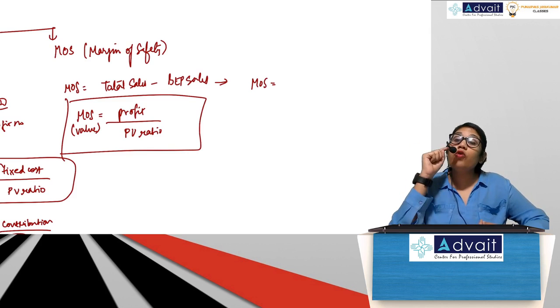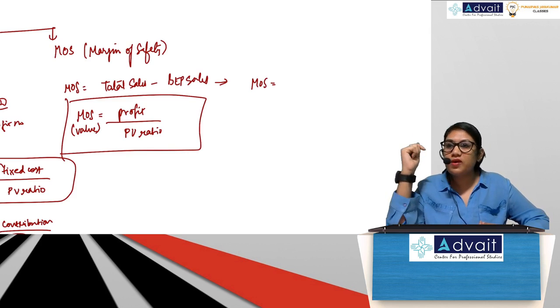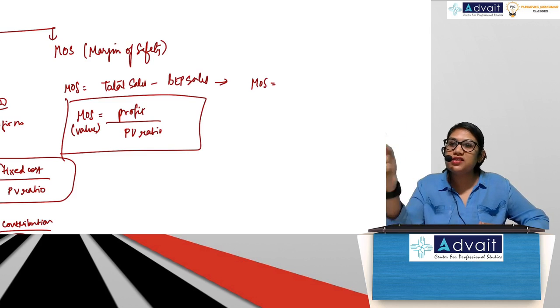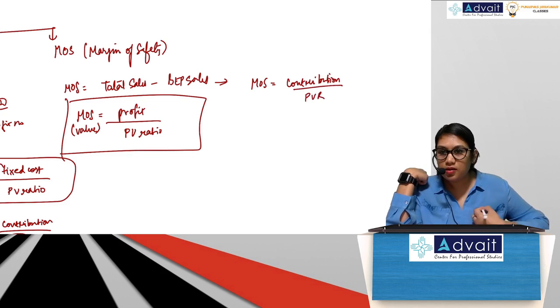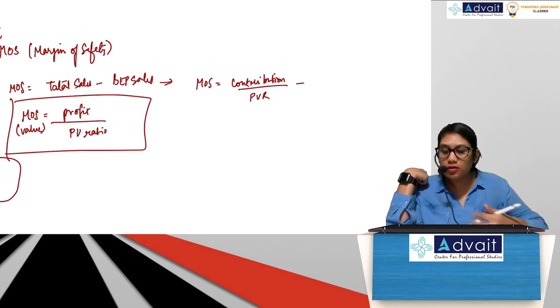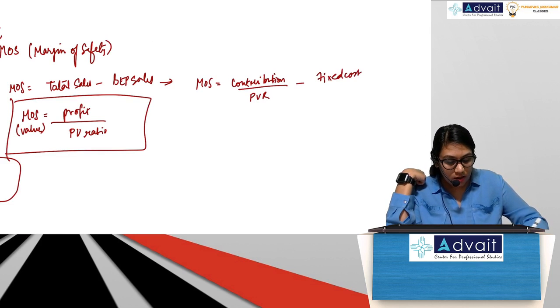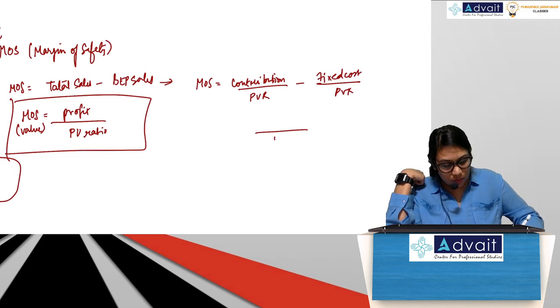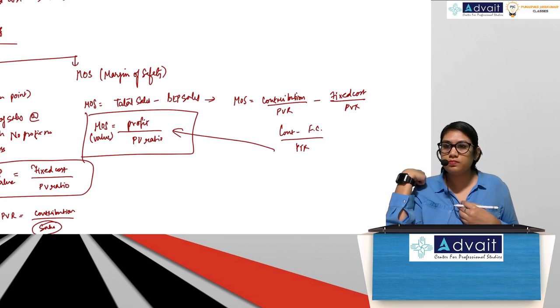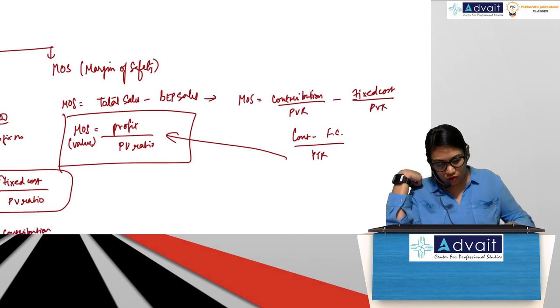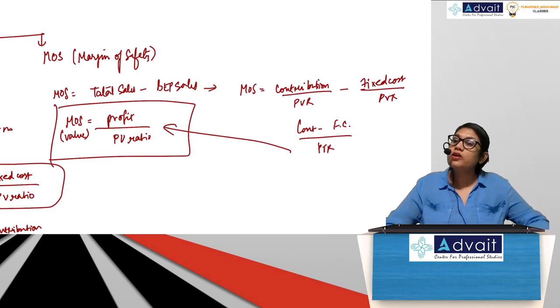If you take the formula of PV ratio, what was PV ratio? Contribution by sales. If I make sales the subject, what do you get? Contribution by PV ratio. Correct? And BEP is what? Fixed cost by PV ratio. So PV ratio LCM, correct? What do you get? Contribution minus fixed cost. What is contribution minus fixed cost? So this is how you get the formula for margin of safety in value.